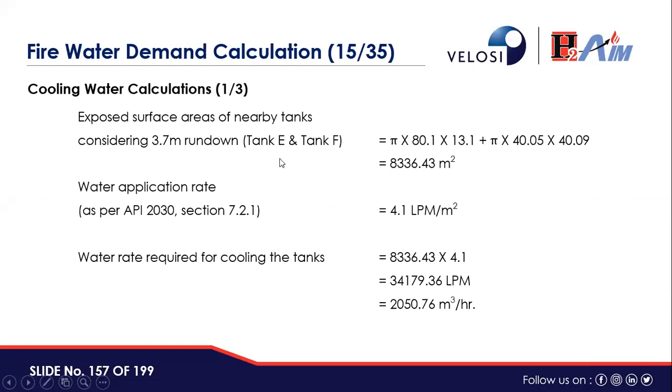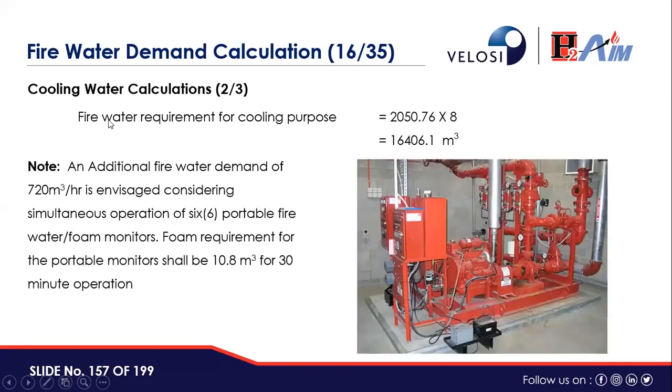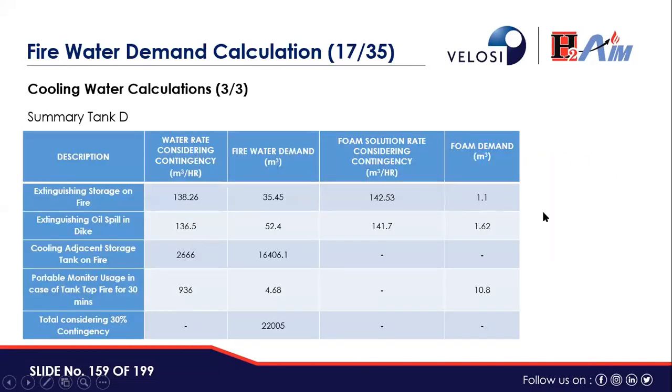Similarly, for the cooling water calculations for the adjacent tanks, for tank E and F, application rate as per the API 2030 section 7.2.1, which is 4.1 LPM per meter square. Water rate required for cooling water in a tank will be this much area. Multiplying with this application rate, we will get the water rate required for the cooling of the tanks, cubic meter per hour. Cooling water, and now Firewater requirements, multiplying by 8 hours, it will be this much. So this is the summary of tank D.